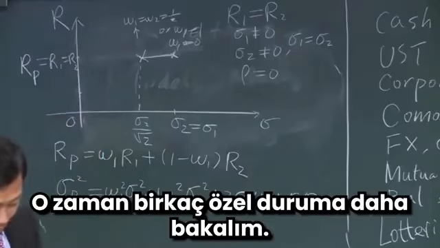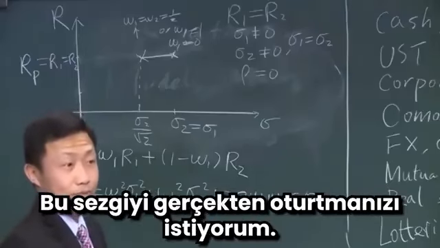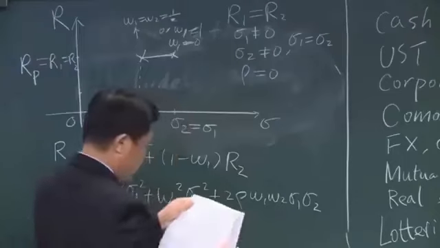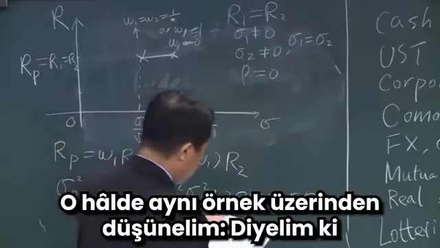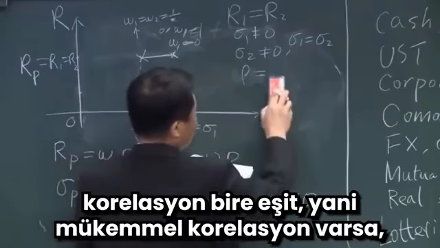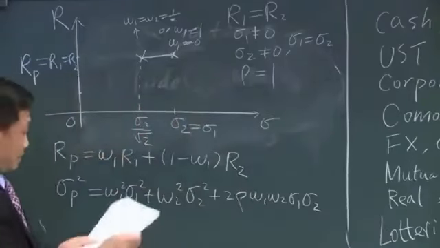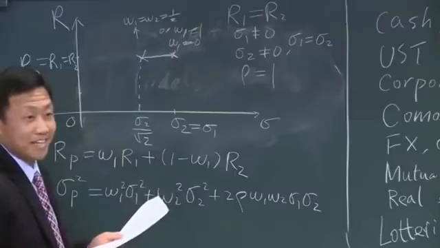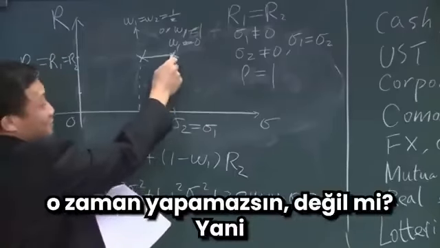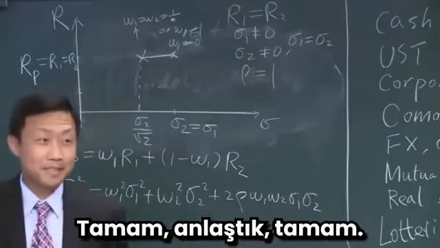So let's look at a few more special cases. I really want you to establish this intuition. So let's think about, what if in the same example, rho equals 1, perfectly correlated? Then you can't, right? So you end up just at this one point. You all agree? Okay.